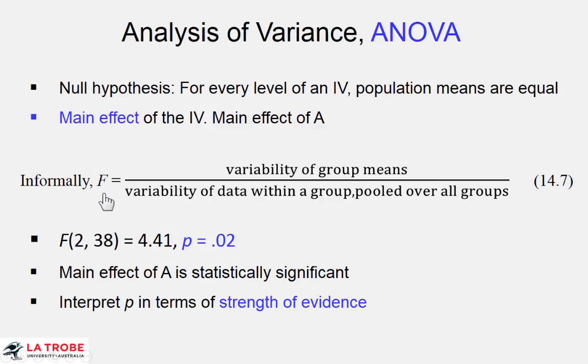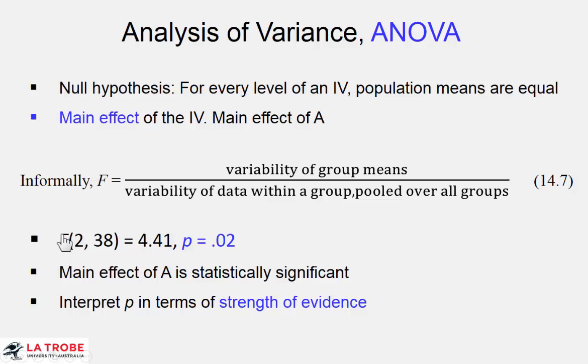The test statistic is F, and informally, it's the amount of variability amongst all these group means compared with, divided by, some measure of variability of data within each group pooled over all groups. So if there's lots of variation from group mean to group mean, this suggests that the null hypothesis is untenable, and this is large, so F will be large. The F statistic actually has 2 degrees of freedom, the first one referring to number of group means minus 1, so here we have a case where there are 3 group means, and this 38 refers to the degrees of freedom for this variability estimate on the bottom.